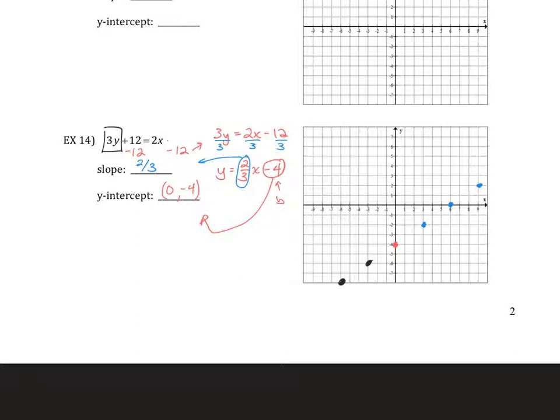And yeah, they do. All right, so then you can draw your line through there, put some arrows on it, and then you can label it. What is it? 3y plus 12 equals 2x. All right, next example.